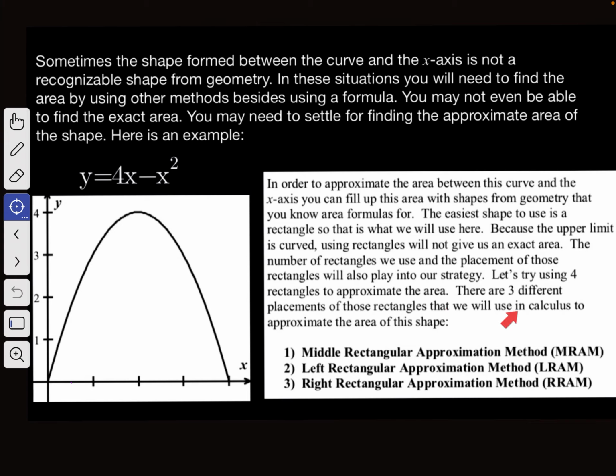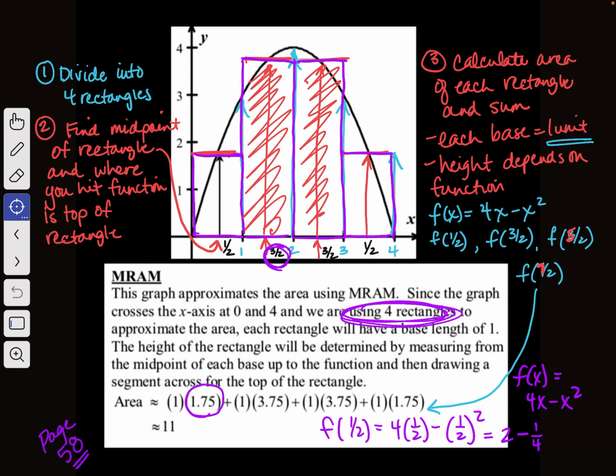There are 3 different placements of those rectangles that we will use in calculus to approximate the area of the shape. The first is the middle rectangular approximation method, or MRAM. The next is the left rectangular approximation method, or LRAM. And then the last is the right rectangular approximation method, or RRAM. So here's the MRAM. And it says this graph approximates the area using MRAM. Since the graph crosses the x-axis at 0 and 4, we will use 4 rectangles to approximate the area.